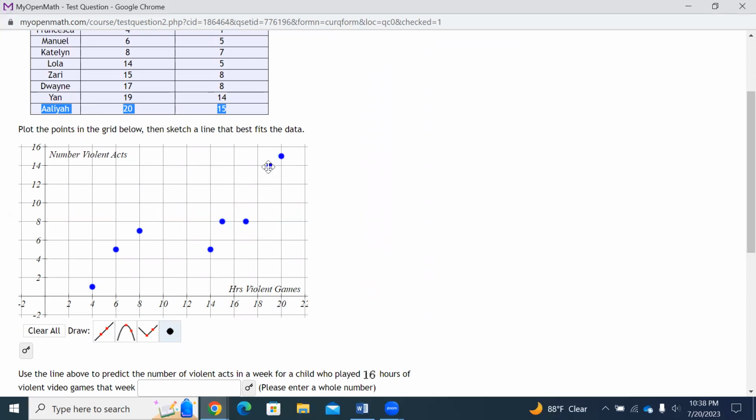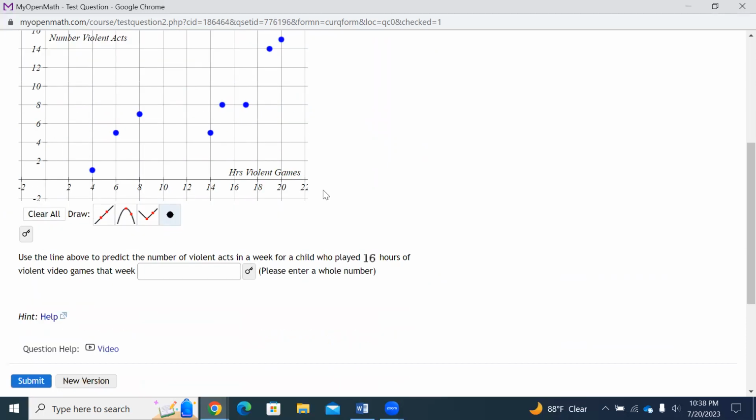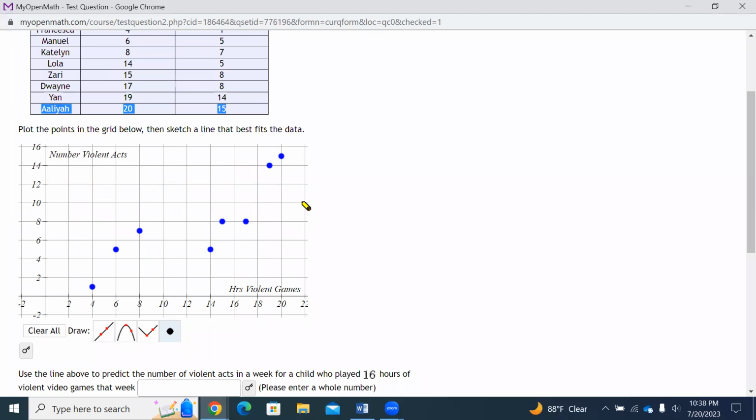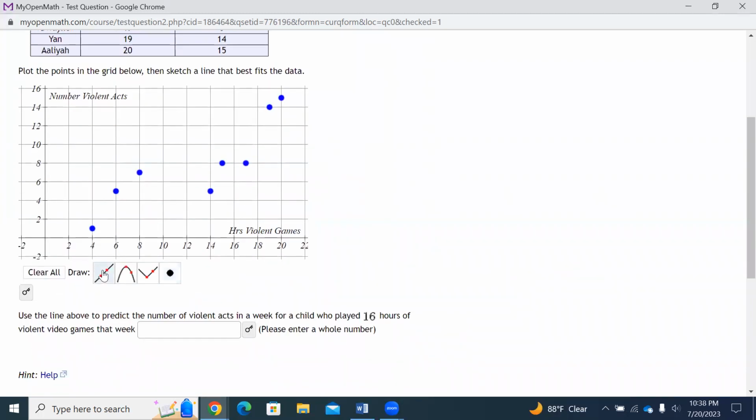Okay. So there's the dots. Now, it says plot the dots right here. I did. Then it says sketch a line that best fits the data. So I've got to put a line that fits through the data. How do you do that? Click on the line making tool right here and go click, click. Notice it doesn't have to go through the origin. It just has to go through the middle of the dots.